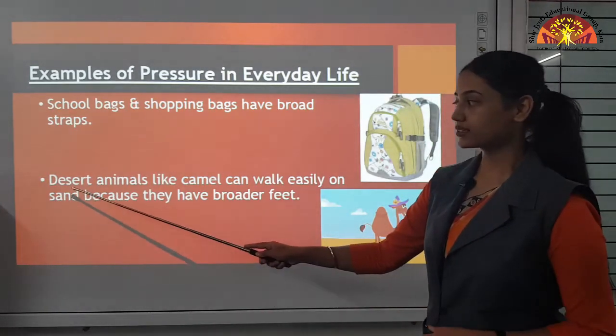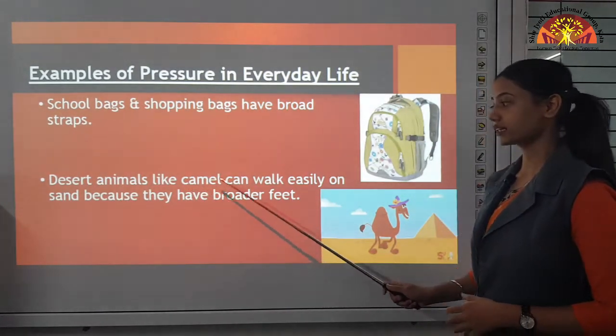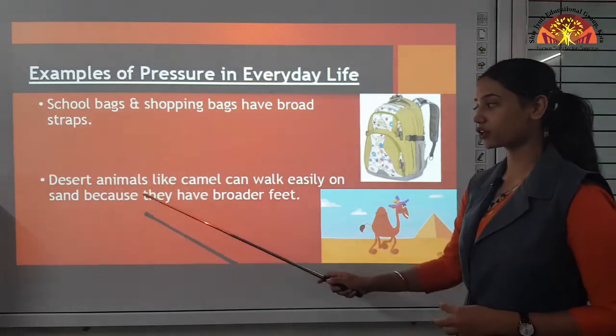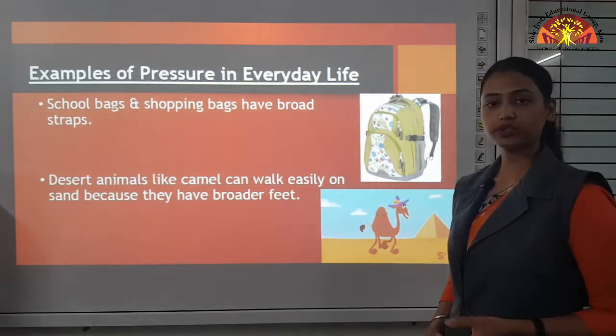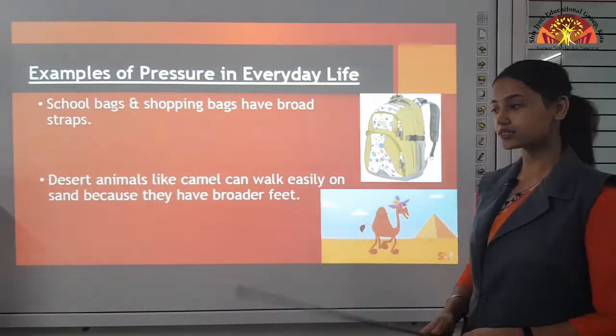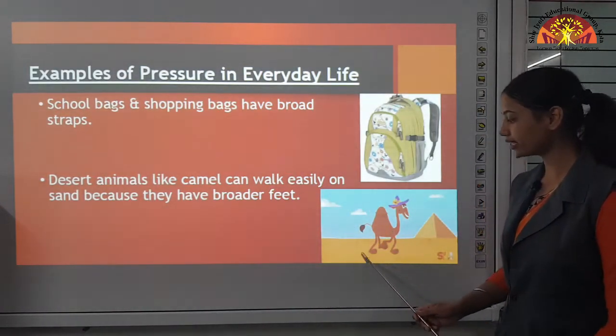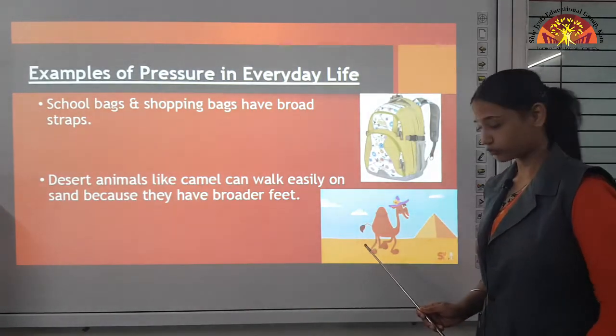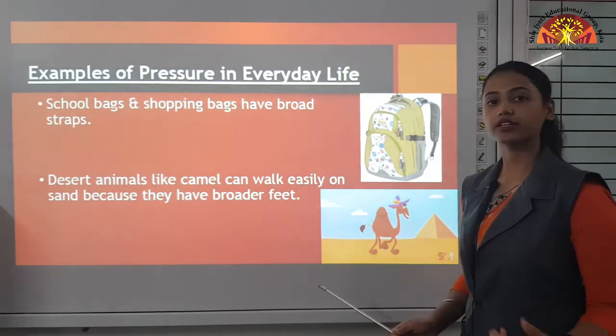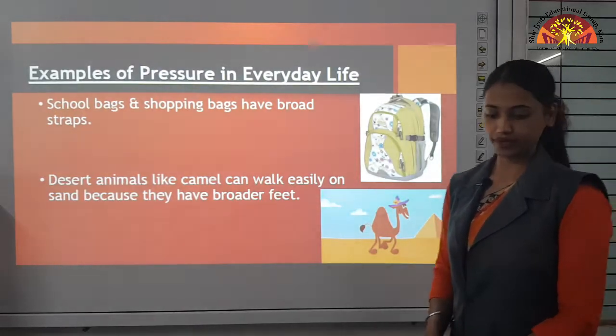Next example is desert animals like camel can walk easily on sand because they have broader feet. You know that camels are known as ship of the desert. Why? Because you can see they have very broad, wide feet, which helps them to walk easily on sand. You can also compare it.